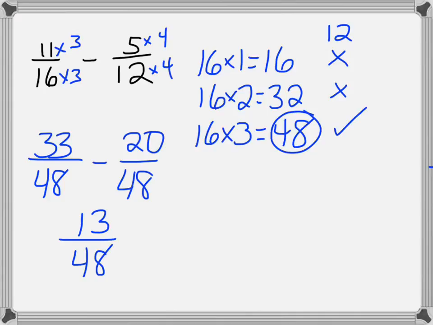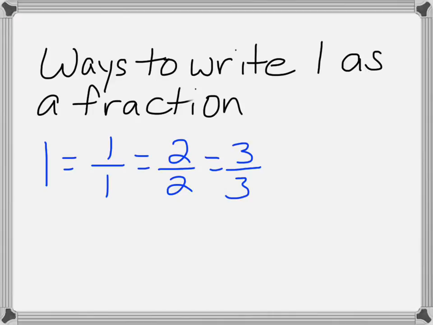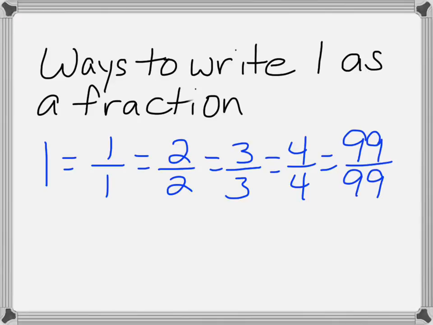So before we start that, let's look at a few ways to write 1 as a fraction. 1 can also be thought of as 1 over 1. You can put any whole number over 1. 2 over 2 is also equal to 1. 2 divided by 2 is 1. 3 over 3, 4 over 4. So really, any number over itself is equal to 1. So keep that in mind.